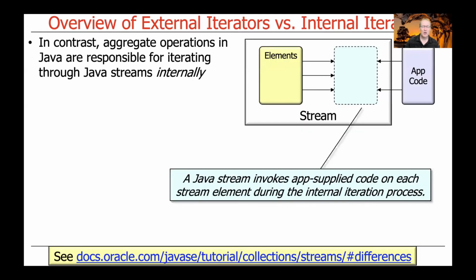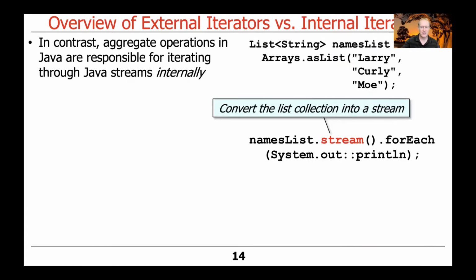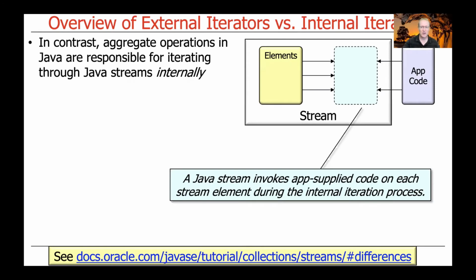So let's take a look at an alternative way to do things using internal iteration as opposed to external iteration. In contrast to a for each loop in a collection, a Java stream will invoke app-supplied code on each stream element during the internal iteration process. So you can see here that we've got a Java stream, and you've got elements in the stream, of course. And then you've got app code, which is passed into the stream, and then the operations are performed on that code in the context of a stream. So it's done internally as opposed to externally.